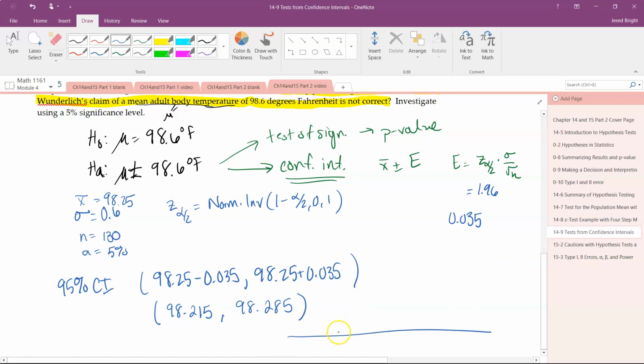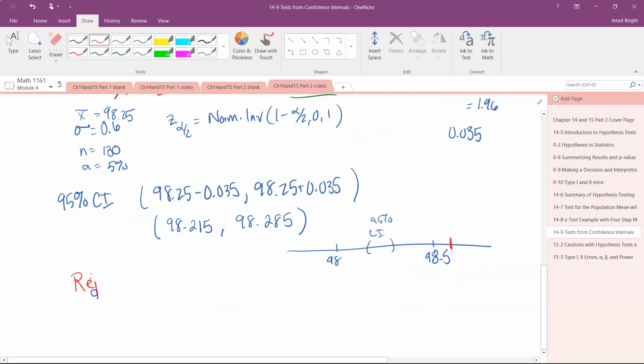So actually the mean body temperature is lower because if we're looking at this on an interval, here's 98, and then maybe 98.5. Our interval is somewhere around here. That's our 95% confidence interval. However, our hypothesized value for the mean body temperature is outside of that. So this provides enough evidence for us to reject the null. So we reject H0 as 98.6 is not in our 95% confidence interval.